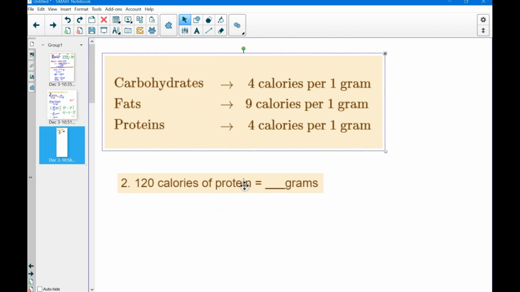So, our conversion factors or equivalent statements is, for carbohydrates, 4 calories in 1 gram. For fats, there are 9 calories in 1 gram. And proteins are 4 calories in 1 gram. So down here it says 120 calories of protein is how many grams? So which means we're going to use this piece right here. Talk about proteins. So we're going to use this one here.